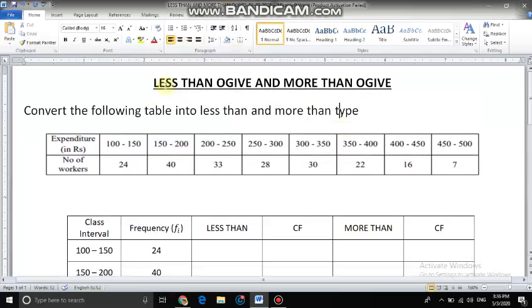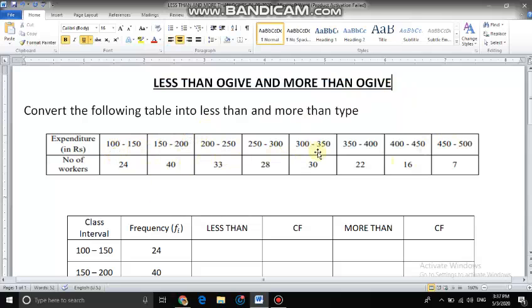Why do you require less than and more than ogives? We already discussed the median using the formula, how to find the median, the formula and examples, everything we discussed. By using less than and more than ogives also, we can find the median of a given data. So before you find the median, let's see how to find less than and more than types.